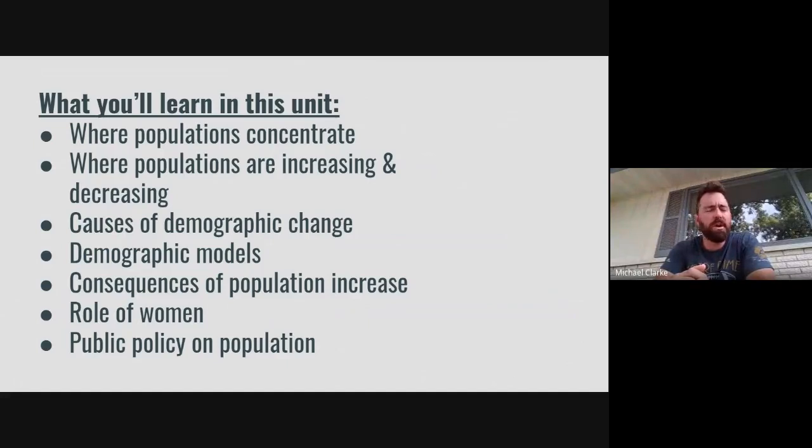We're going to talk about a demographic model that can be used. And we'll also talk about how the roles of women impact populations, what some of the negatives of massive population increase are, and what the government does in response to populations rising or falling.